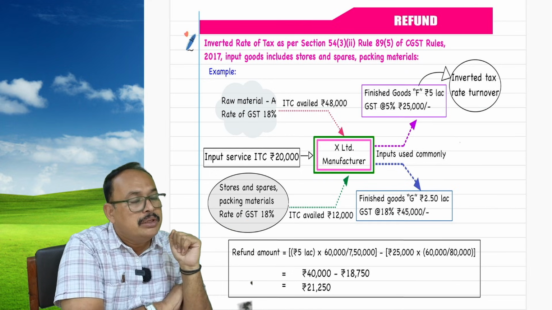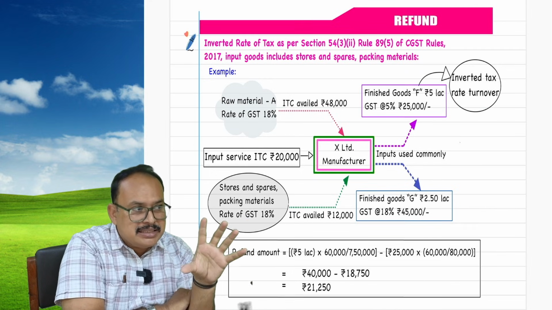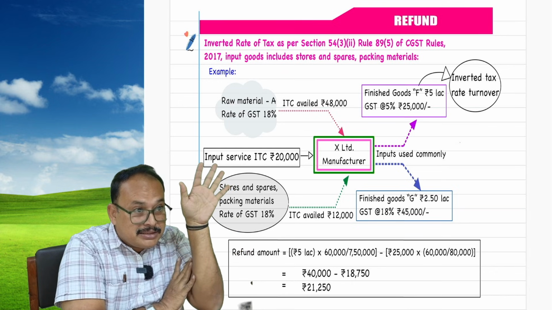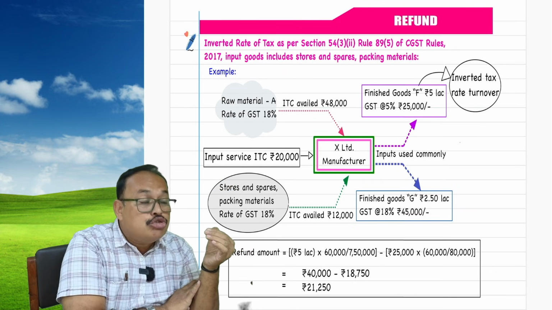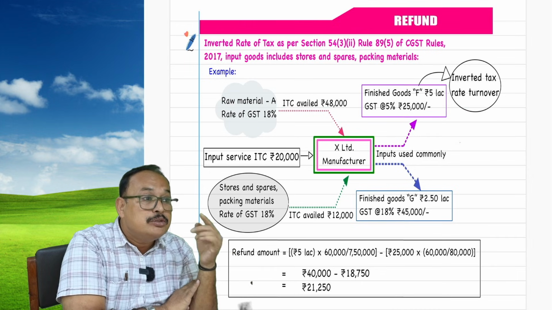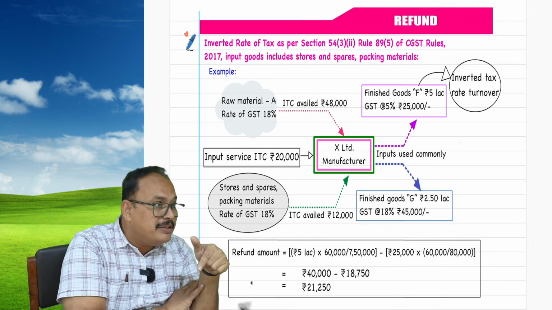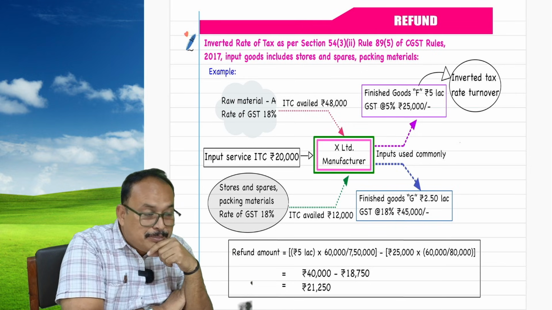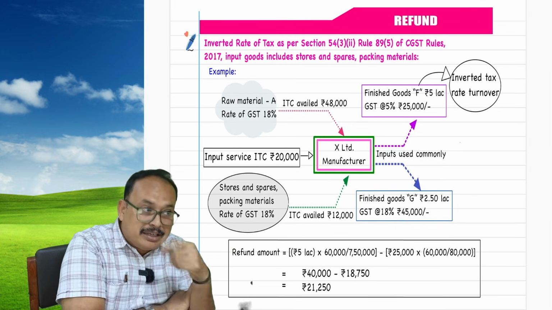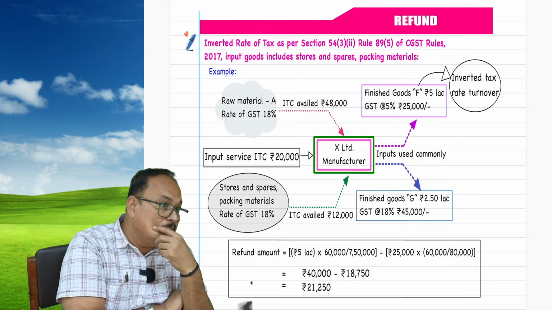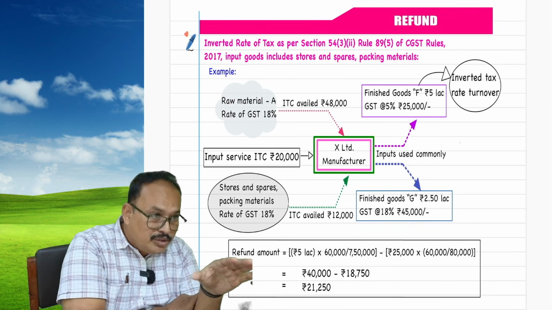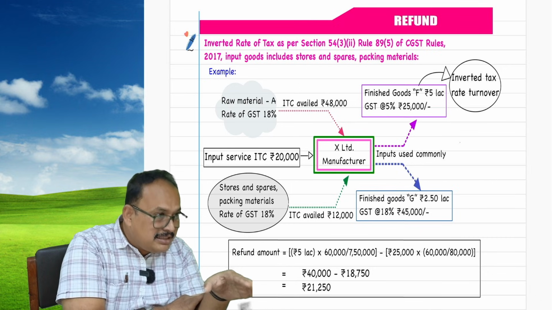Now net credit, how much has arrived? 60,000. Multiply with inverted turnover, only 5 lakhs, divided by total turnover. How much? 5 lakhs plus 2.5 lakhs, 7.5 lakhs. How much do you get? 60,000 multiplied by 5 lakhs inverted turnover divided by total turnover, 7.5 lakhs, equal to how much? 20,000 got? Check it out.